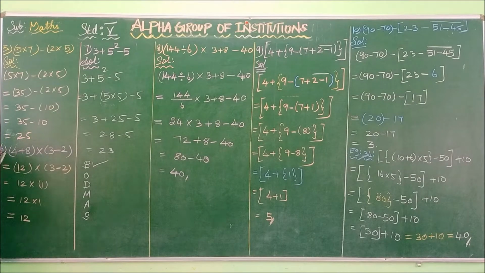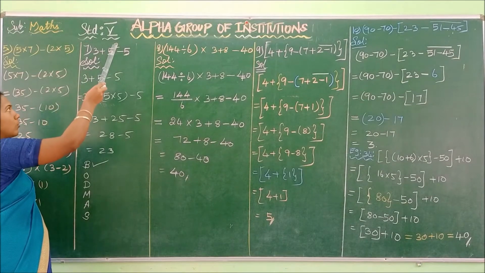Okay. See the next sum, 6th sum. 4 plus 8 into 3 minus 2. Similar problems. First we have to evaluate the left hand side bracket. So what is your answer? 4 plus 8, 12 into 3 minus 2. Now remove the bracket, write the number 12 into 3 minus 2. What's your answer? 1. So 12 into 1, 12. Do you understand, children?